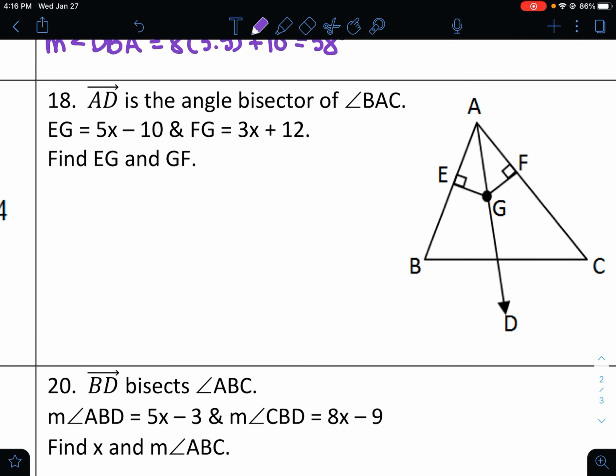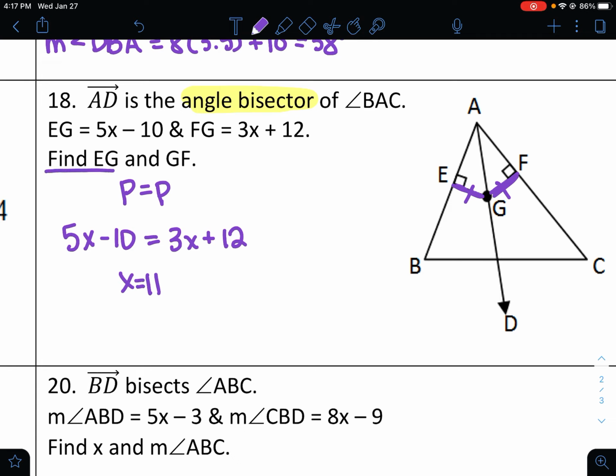Number 18. So again, we are dealing with an angle bisector problem. So that means that this is a part equals part problem. So we have our EG and our FG. So they are equal to each other. Part equals part, guys. 5x minus 10 equals 3x plus 12. And when you solve for x, you get 11.